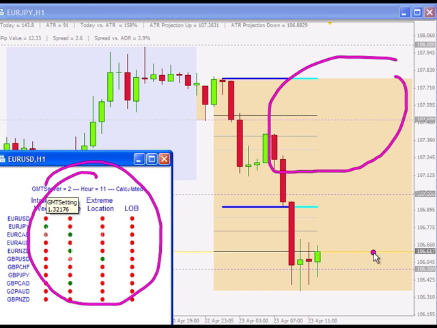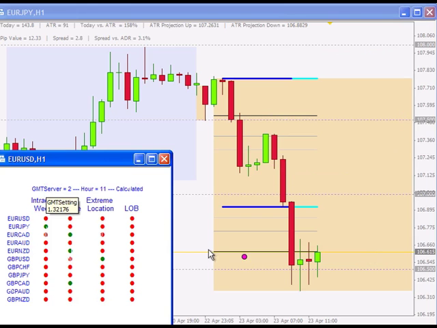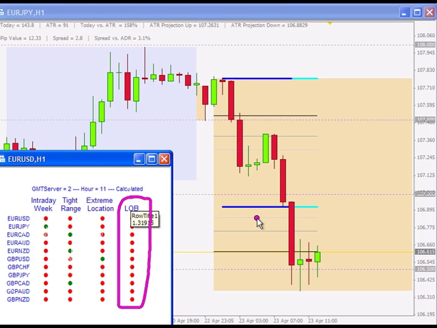So every morning as the London market opens up, just take a quick look to see if any specific currency pair is printing a red dot, and if so, you may get a London Open breakout opportunity in that specific currency pair. Very, very convenient.